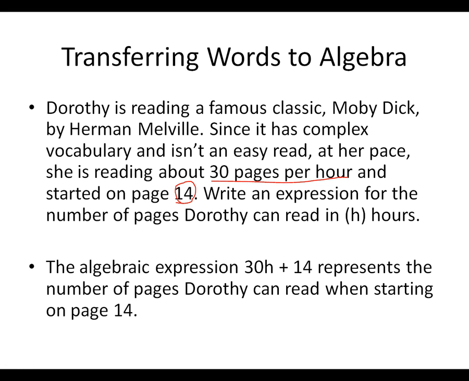Now, here I'll explain how to transfer words into algebraic symbols. Let's first start with the information that we already know. We know that she reads 30 pages an hour. And we also know that she started on page 14. So we add 14 to whatever pages she reads in an hour. So, 30 pages times the number of hours, 30h, plus 14, which represents the number of pages Dorothy can read when starting on page 14.